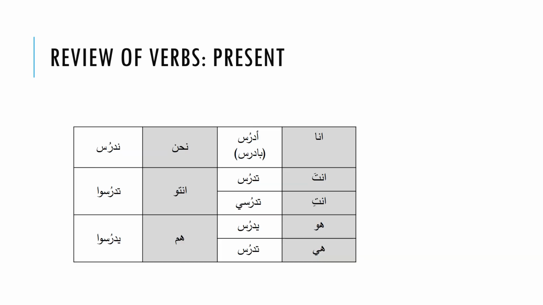Similarly, in the present, you can do this with the ba or without the ba. I'm going to do it without the ba. Just pretend I want to say, where we didn't have a ba.